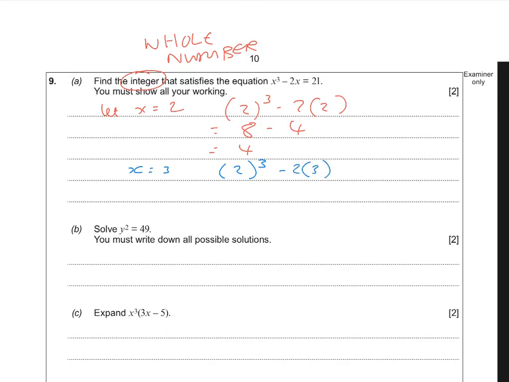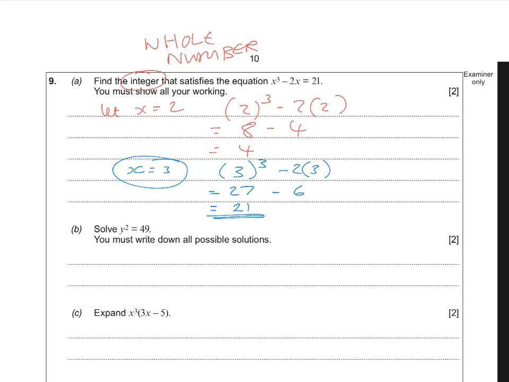I just realised I made a mistake there. That shouldn't have been a 2. It should have been a 3 because I'm trying x is 3 this time. I was just doing the same as last time. 3 cubed is 27. Take away 2 times 3, which is 6. 27 take away 6 is 21. So my answer was x equals 3. Okay?